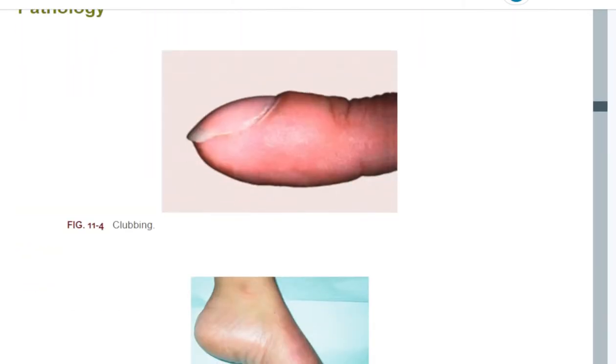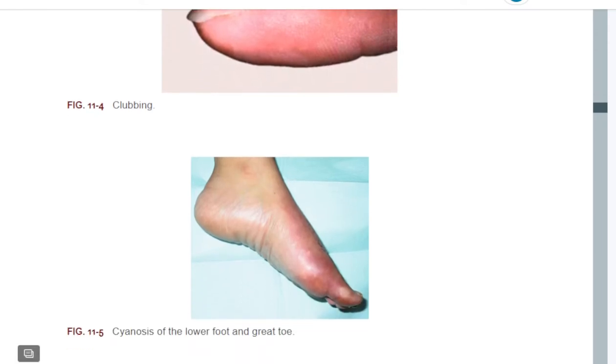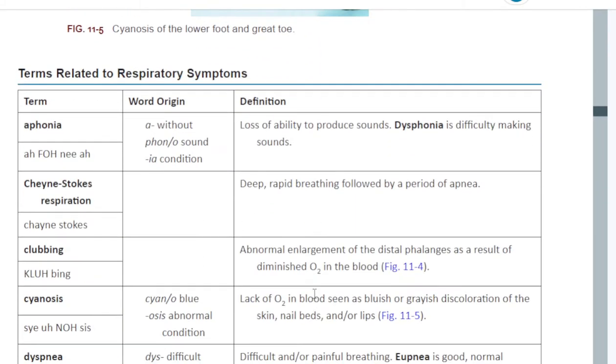Let's go down and see what else we have in here. Oh, so clubbed finger, and there we go, some cyanosis. So cyanosis means bluing, and you're going to see that in the, oh, can you see it there? Maybe, I don't know. You see bluing of the extremities. You can see it on the fingertips. You can see it on the lips, and that's not a good thing. That means you've reduced your oxygen intake, right?